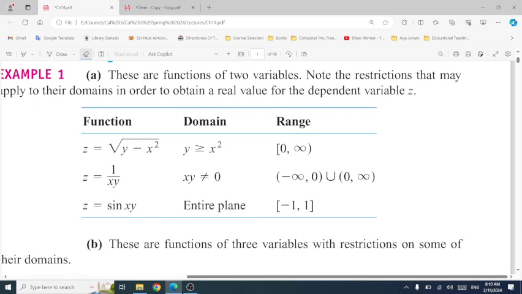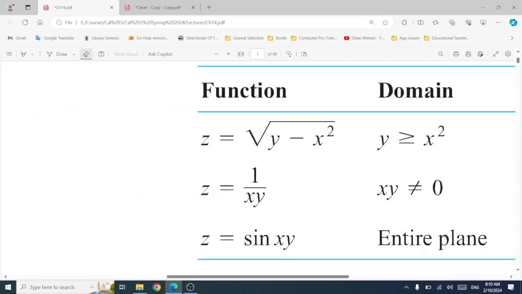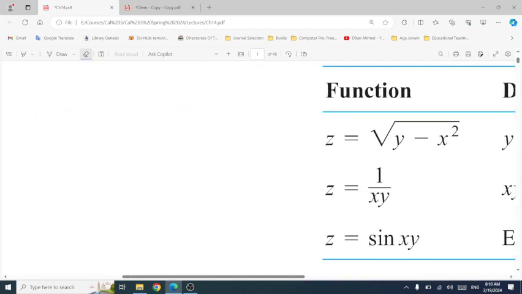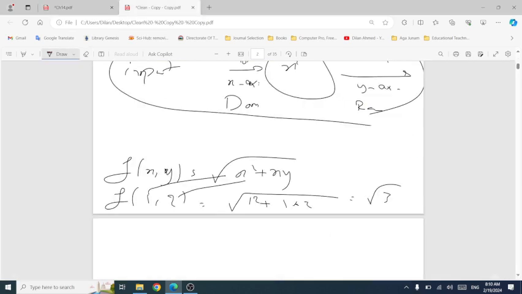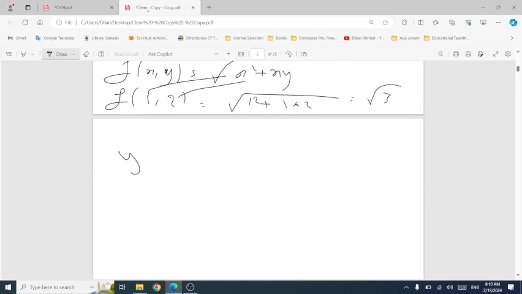The domain and range here use the same strategy that you used before. Actually, the range is not as accurate, or we cannot concentrate on it, because in 3 dimensions it's not easy to find the whole range, but the simple one is clear. For example, look at the first example that we have: z equal to y minus x squared.